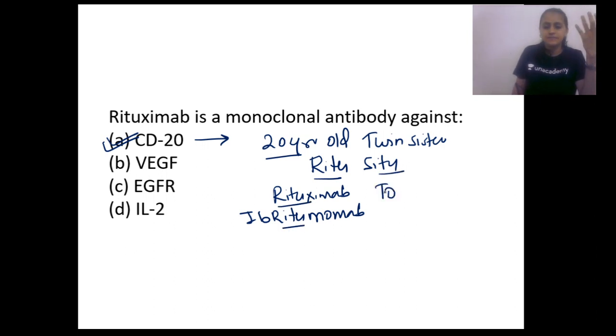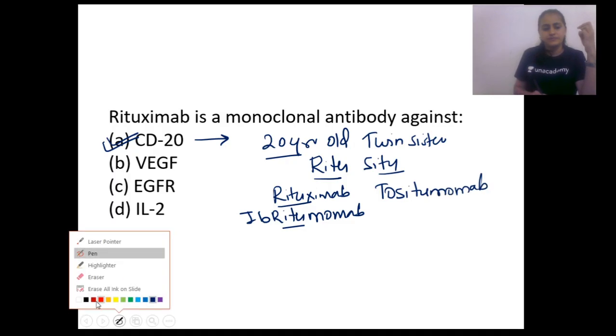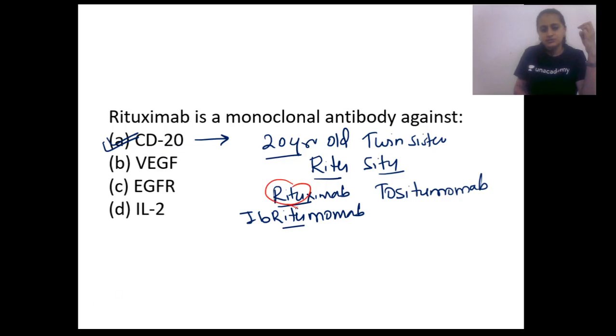Okay, so you have rituximab, ibritumomab. Which is C2? Tocilizumab. Okay, so which is C2? Tocilizumab. So remember here that Ritu and C2. These are your 20-year-old twin sisters. They are against CD20. Okay, they are against CD20.